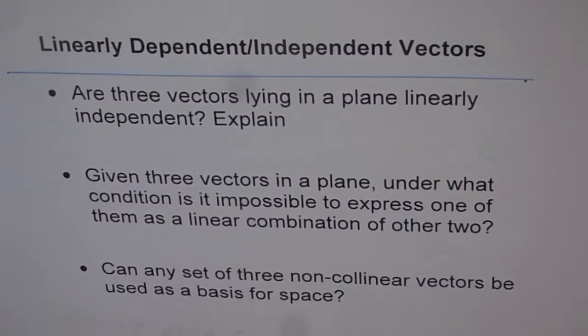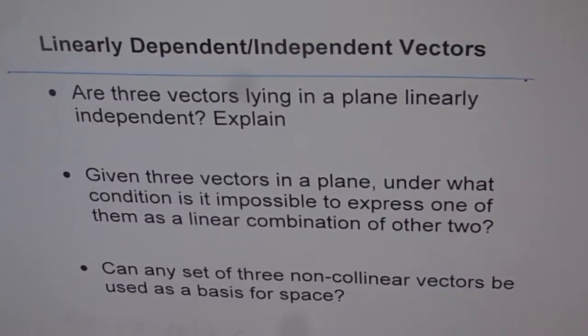Linearly dependent and independent vectors. We have learned a lot about them, and here are 3 questions for you to test how much you have learned. These are very simple and basic questions, so read them carefully and then answer.